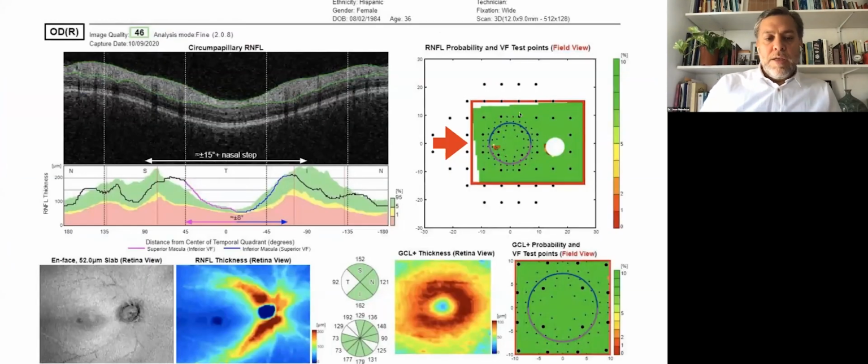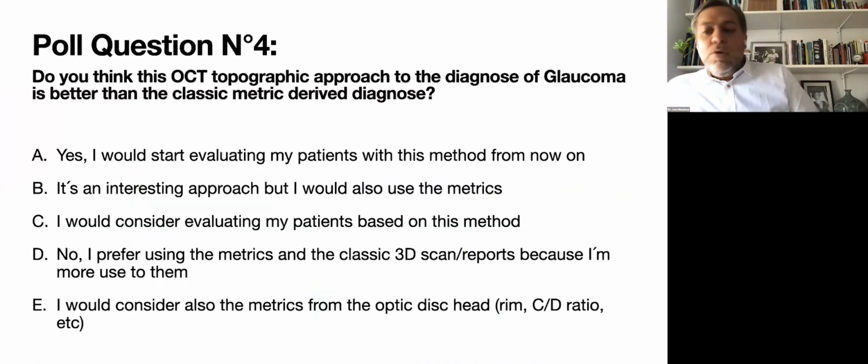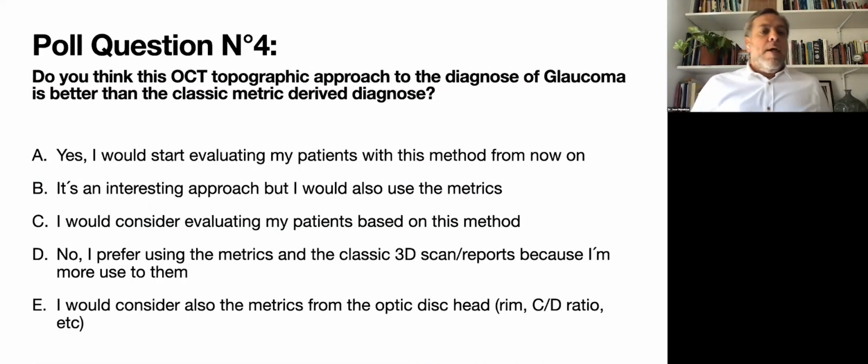This is how the report looks. You will have the correct image right now, and also the topographic views that we were talking about. So it's time for a last poll question. Do you think this OCT topographic approach to the diagnosis of glaucoma is better than the classic metric-derived diagnosis?